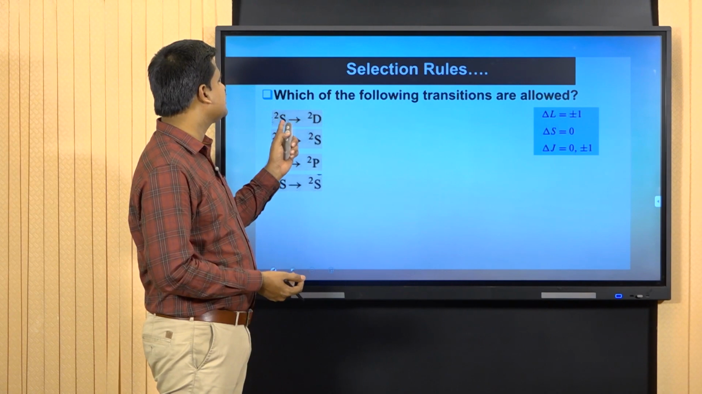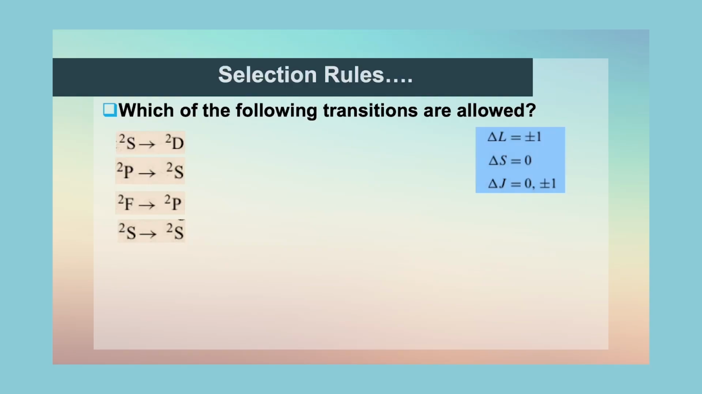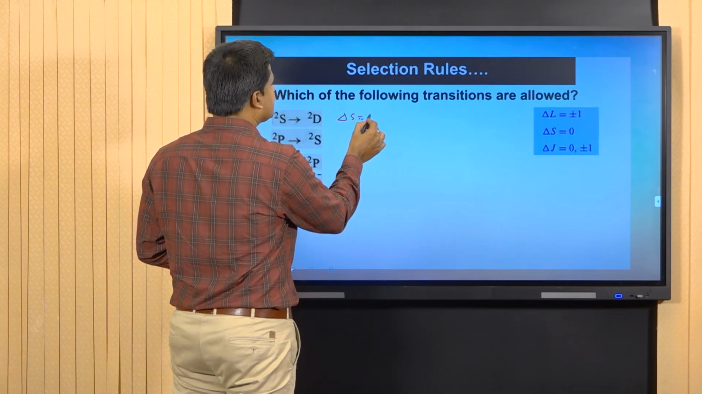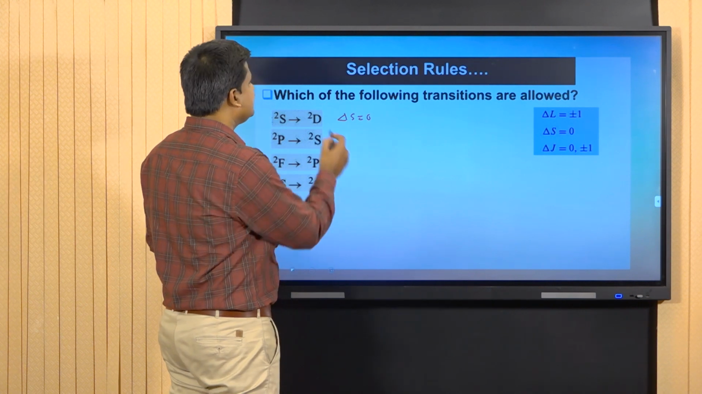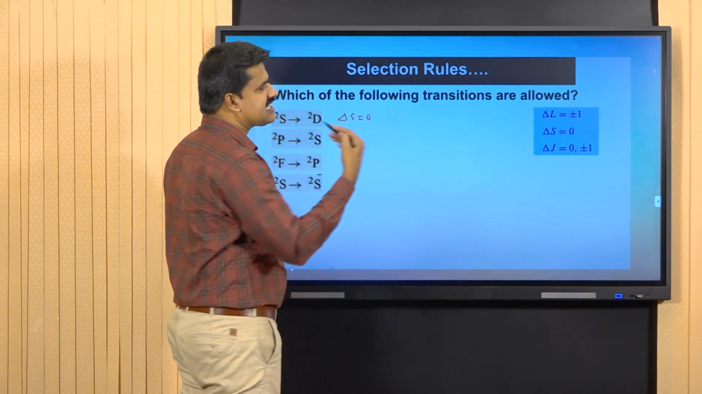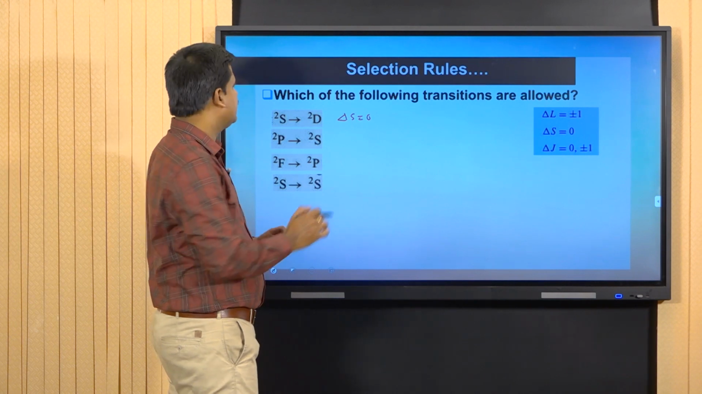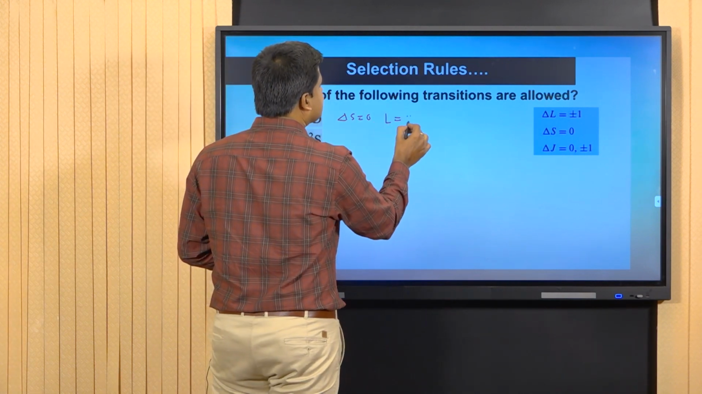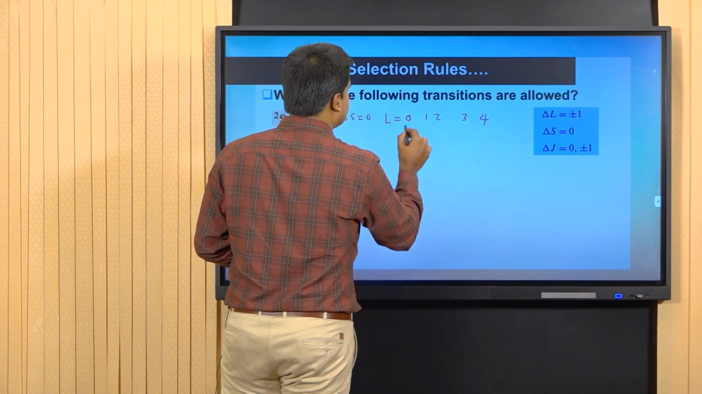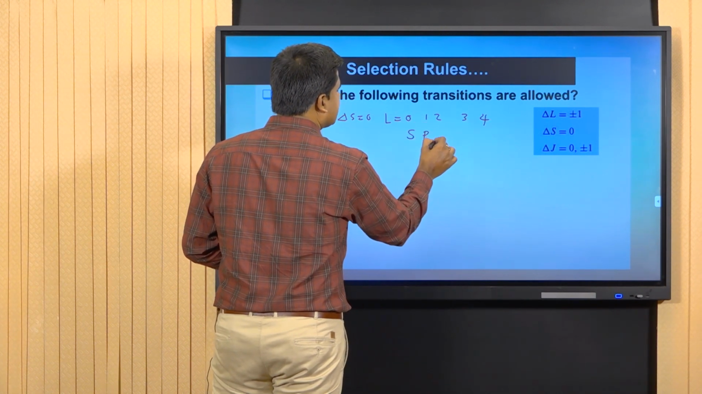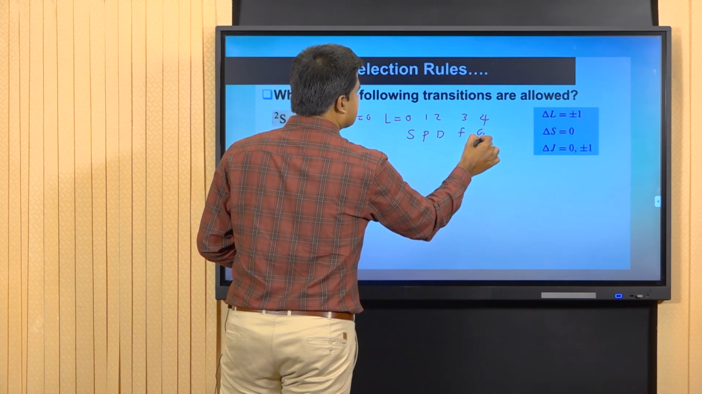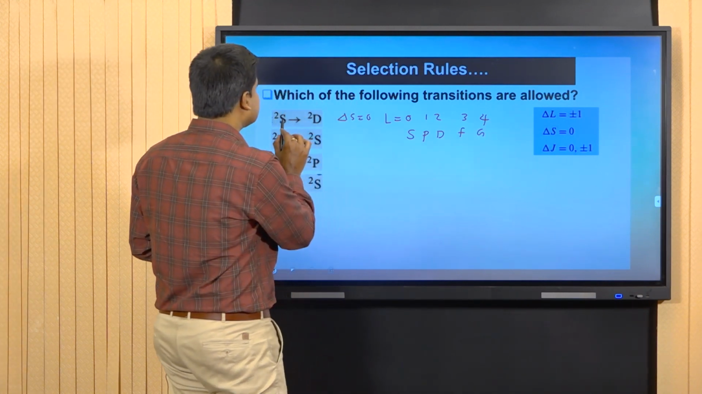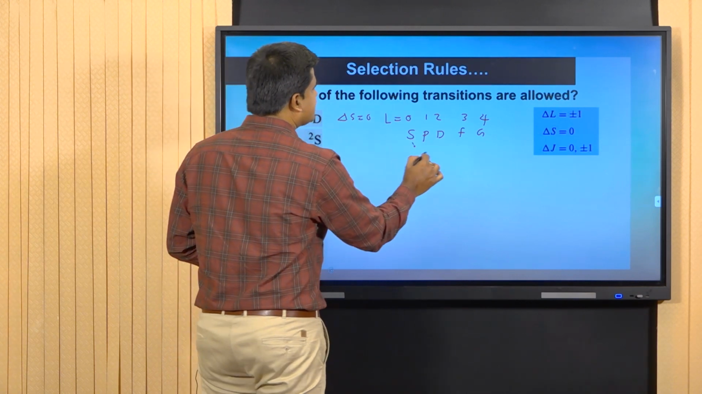First of all, we can take the 2S to 2D transition. Since multiplicity is the same, absolutely no doubt, delta S is equal to 0, that is okay. J value is not given, so the last selection rule is not adopted here. So we have to check the transition from S to D. We know that L is equal to 0, 1, 2, 3, 4: S term, P term, D term, F term, G term, like that. So the transition is from S to D.